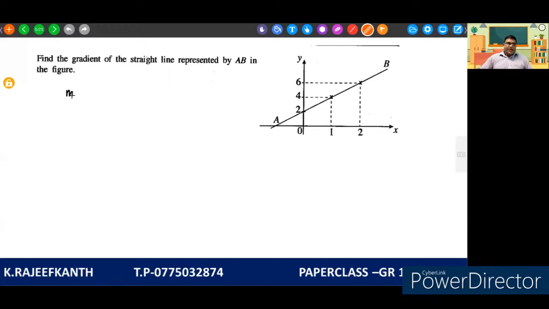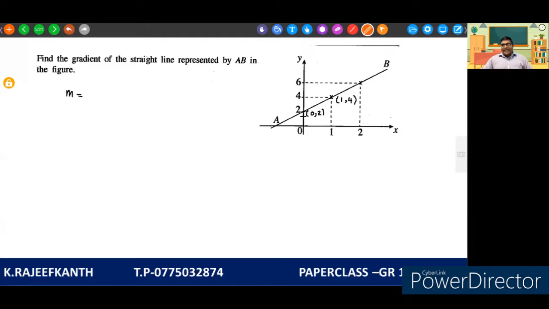Here gradient is equal to difference of y coordinates over difference of x coordinates. Here, this point is (1, 4). Here x coordinate is 1, y coordinate is 4. Here you can take any 2 points of this line. Here I take these 2 points, (1, 4) and this one (0, 2), because the x coordinate is 0, y coordinate is 2.